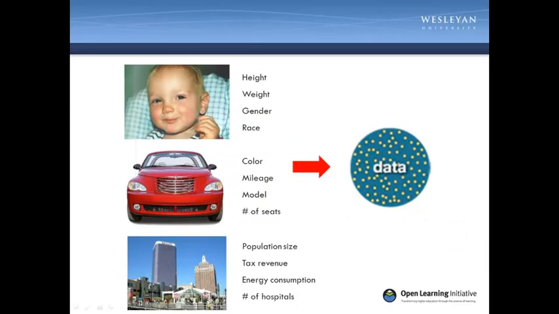Put simply, data are pieces of information about individuals organized into variables. By an individual, we mean a particular person, object, or any other type of observation, even a location such as a city or a country. By a variable, we mean a particular characteristic of the observation. At the person level, we might collect data on height, weight, gender, race, etc. If we are collecting data on a sample of cars, we might measure variables such as its color, mileage, model, maybe number of seats. If our sample includes cities, we might measure variables such as population size, tax revenue, energy consumption, number of hospitals.